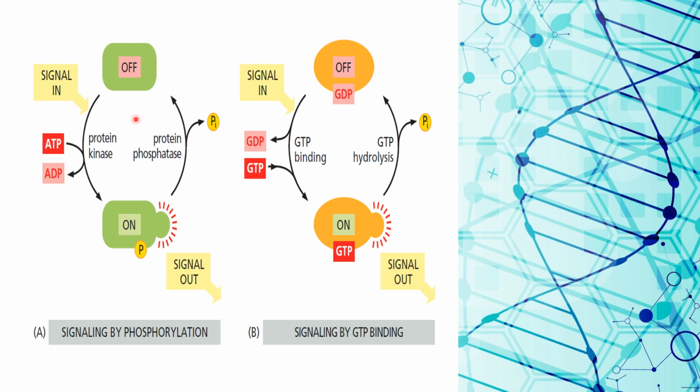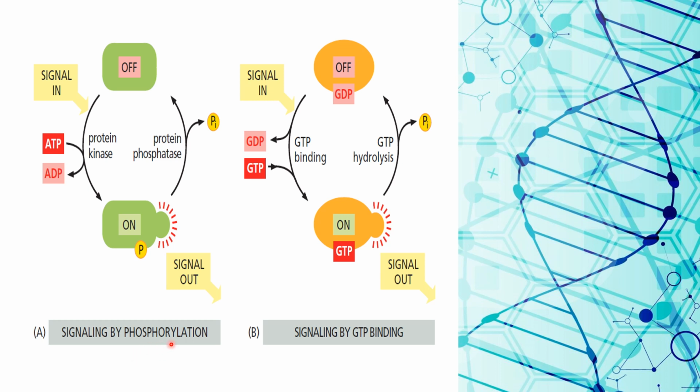If you look here, this is a signal. When the signal comes, a protein kinase, an enzyme which adds a phosphate group, adds the phosphate group. Once the phosphate group is added, it leads to activation of this protein. Again, when there is no signal, the protein phosphatase removes the phosphate, and the protein goes into the off conformation, so that it is switched off. So phosphorylation is the property which mediates the conversion of these proteins from an on state to an off state.